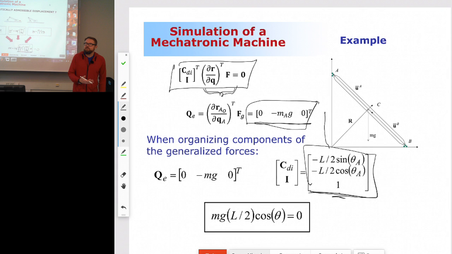And the one equation says mass multiplied by gravity constant multiplied by length divided by 2 multiplied by cosine theta is equal to 0. That's when I can find my static equilibrium. When is this equal to 0? This is constant, and the mass is constant, the gravity value is constant, the length is a constant. The only one that can change is theta. Cosine theta will be equal to 0 in case of pi divided by 2, 3pi divided by 2.